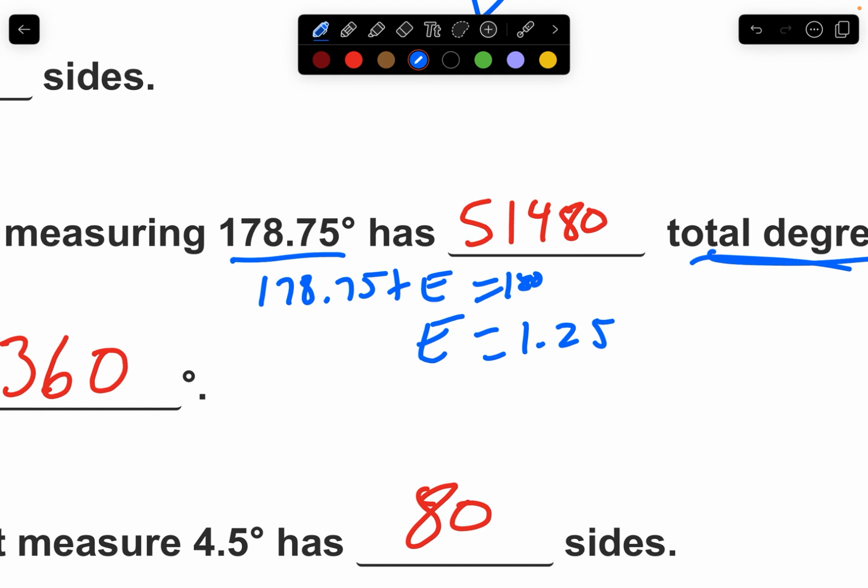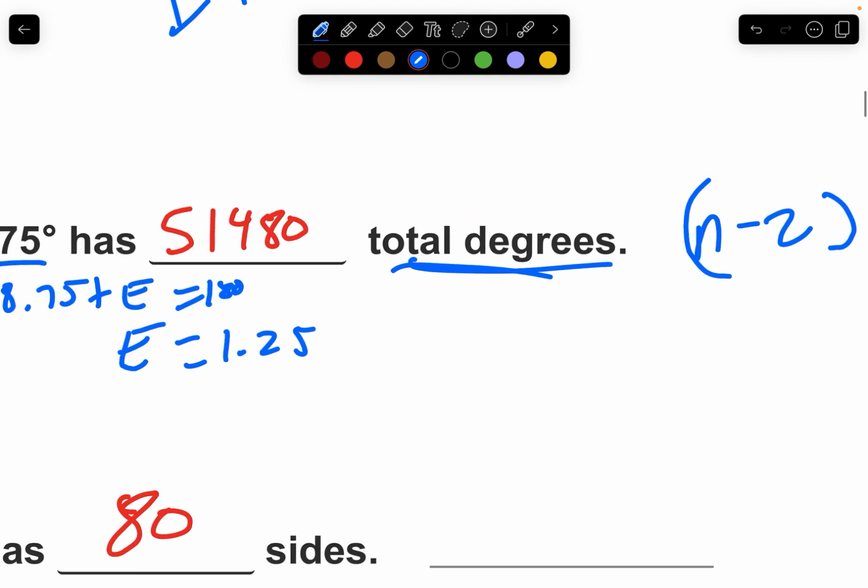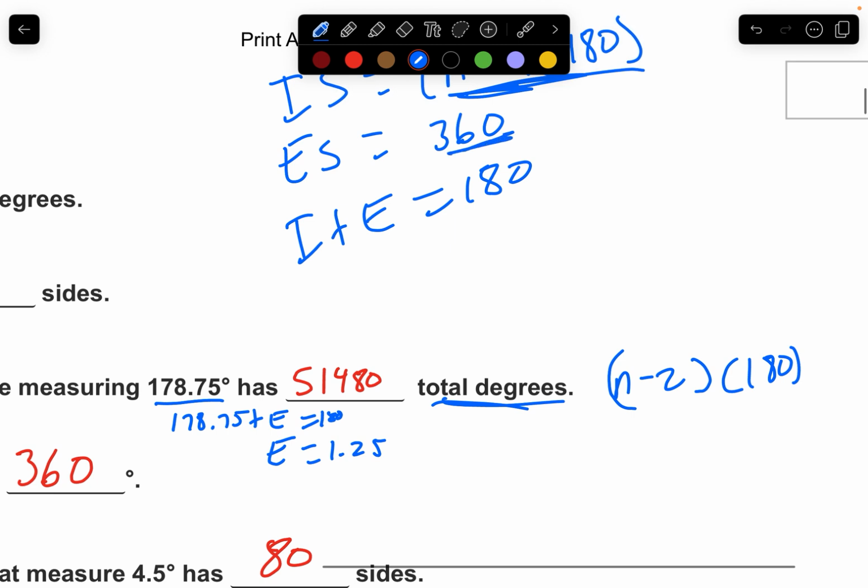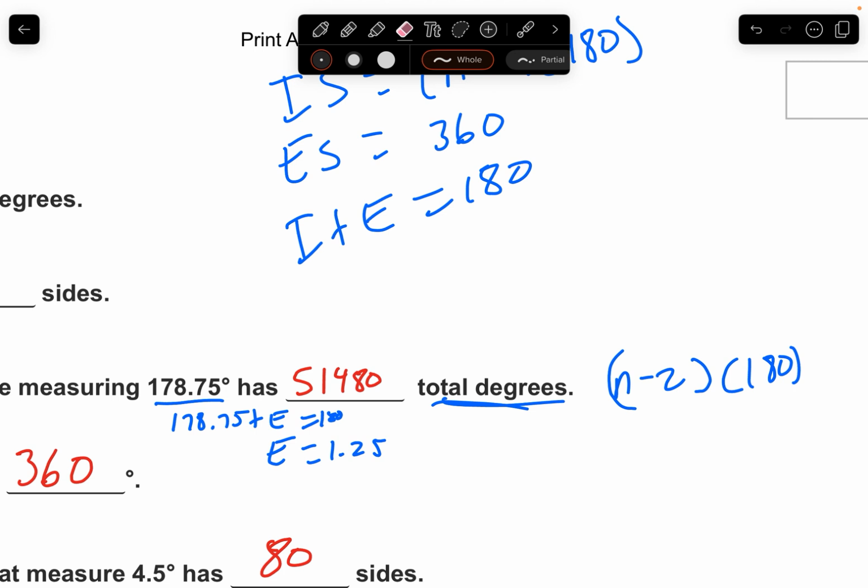178.75, 1.25. How many degrees do the exterior angles add up to? This is what I mean when I say logic yourself through a question. You need to figure out what you need. I need N to answer this question. What do I have? I have I. What can I do with I? I can change it to E. What can I do with E?